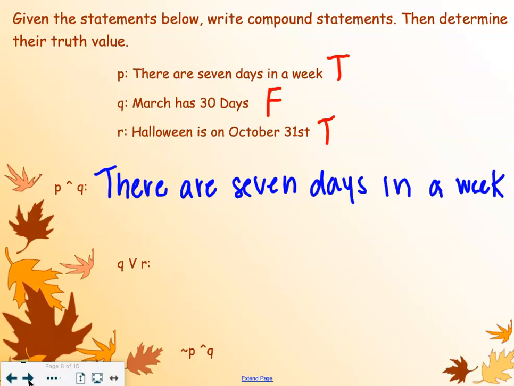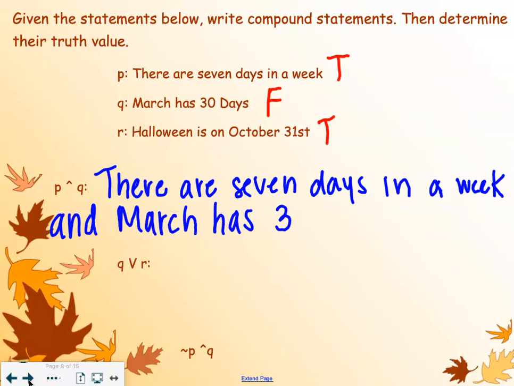Now we're using the word and. March has 30 days. But this is not... What if both of them are true? You bring up a good point. How many need to be true for an and statement? Both. So is this true or false? False, because one's not true.